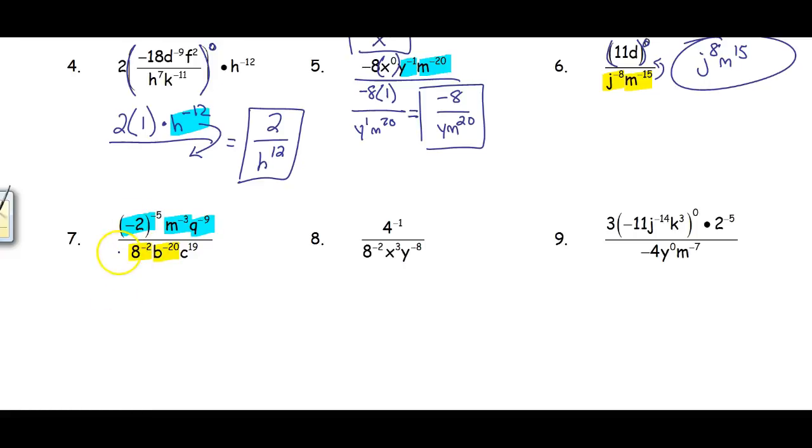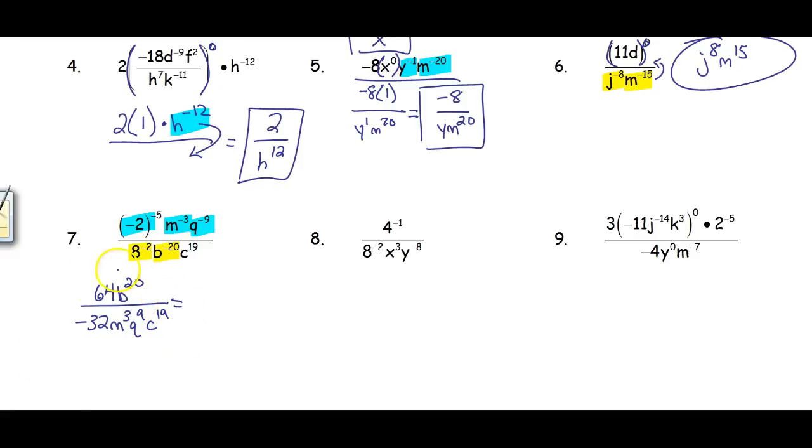Okay, so let's go ahead and do our top portion first. We know 8 squared is moving, and 8 squared is 64. And we know B to the 20th is moving. Do we have anything else? No. So we're going to go ahead and go to the numerator. We know negative 2 to the negative 5th is moving, which is going to end up becoming negative 32. We know m to the 3rd is moving. We know q to the 9th is moving. And we know c to the 19th is staying.